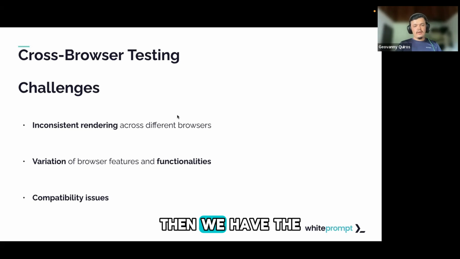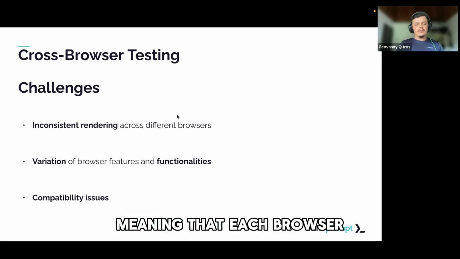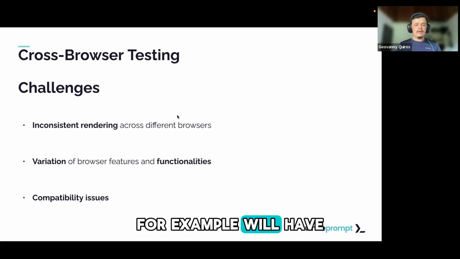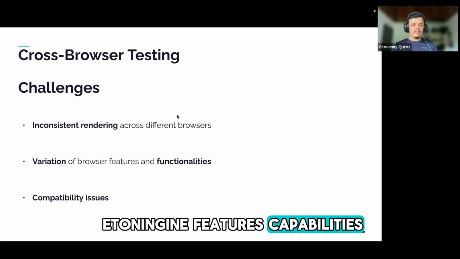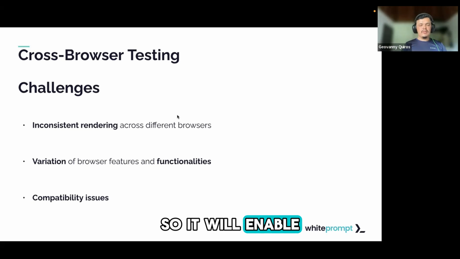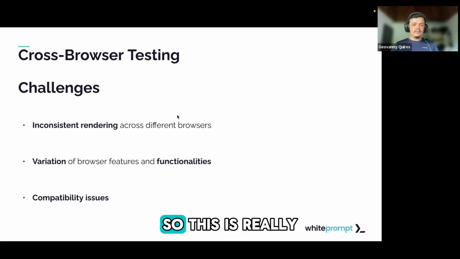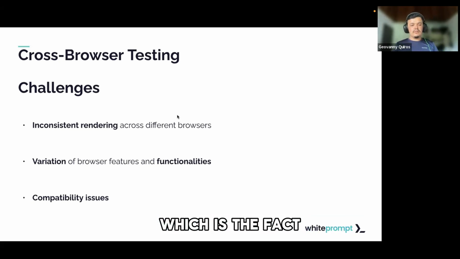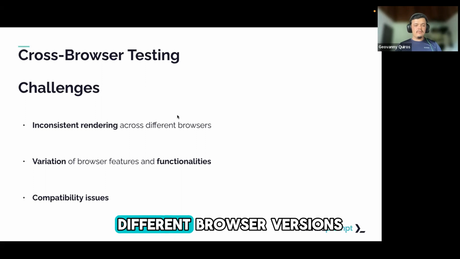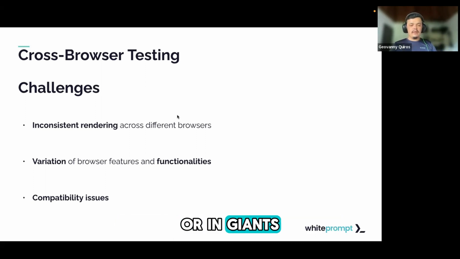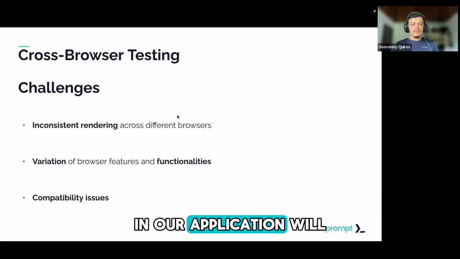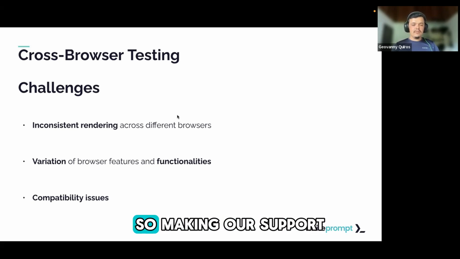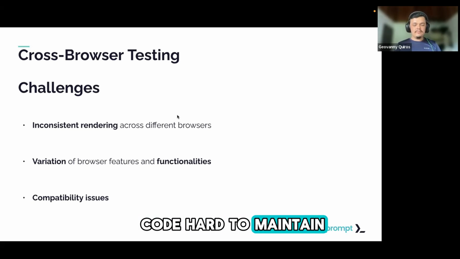Then we have the challenge of variation in browser features and functionalities, meaning that each browser, for example, will have its own engine, features, and capabilities. So it will enable and disable some features in our developments. This is really difficult to test, and again, it's a key point. And then the compatibility issues, which is the fact that between different browser versions or engines, our application will render differently, making our support code hard to maintain or hard to test.